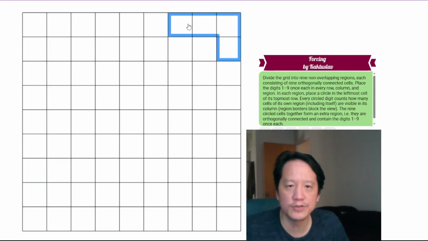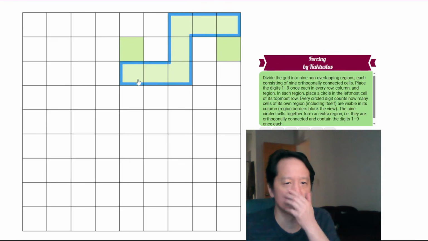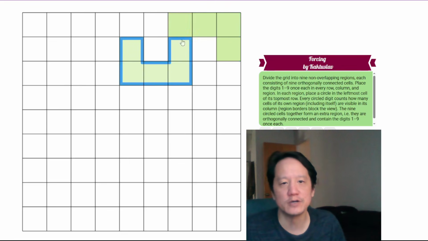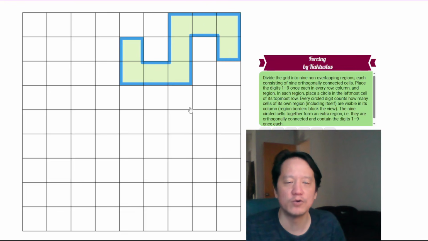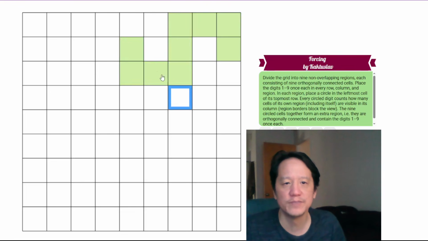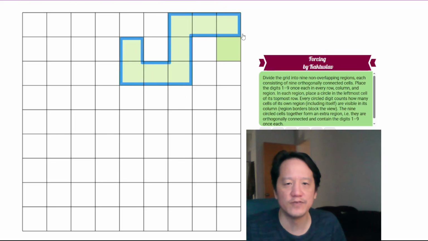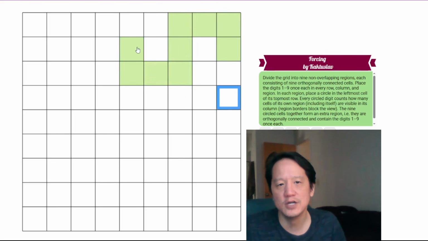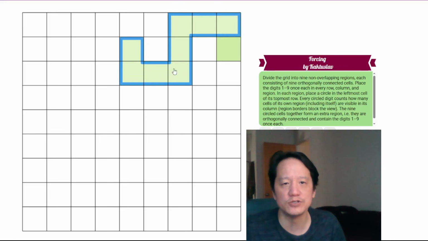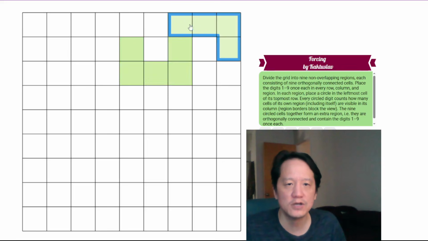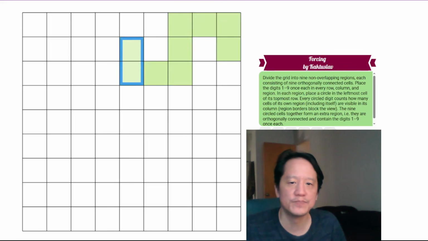So what is an orthogonally connected region? It just means you can go from any cell in the region to any other cell in the region just by going through edges, all while staying within the region. So this is an example of a valid orthogonally connected region, because for every cell in the region, you can go to any other cell in the region just by going through edges while staying within the region.